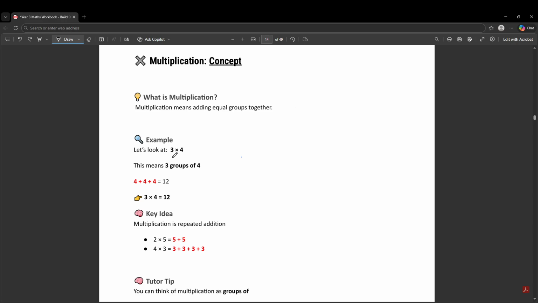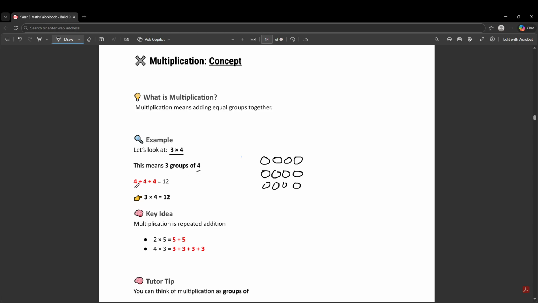If we take a look at our example, 3 multiplied by 4, this essentially means 3 groups of 4. So if we want to have a look at this visually, we're going to have 3 even groups, each consisting of 4. So I'm just going to draw 4 circles, and this will represent one group of 4. So we'll add another 2 groups, to make this 3 groups of 4.